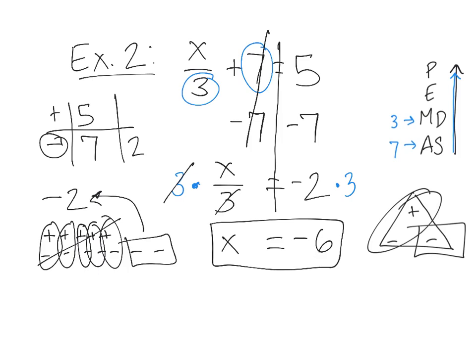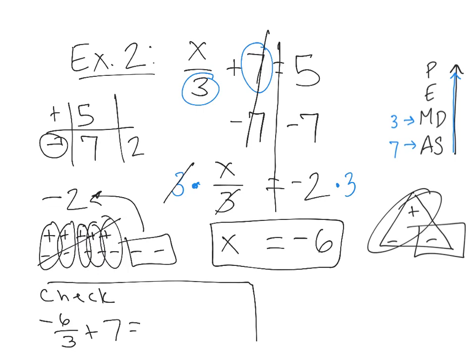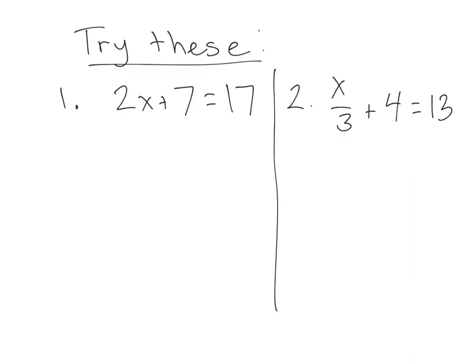If I think about what that means in the original problem, I was looking for some number divided by 3. So I'm saying that number divided by 3 and then add 7. Negative 6 divide 3 makes positive 2, or sorry, negative 2. And negative 2 plus 7 makes 5, which is what we wanted in our original problem. So I know that my answer is x equals negative 6.